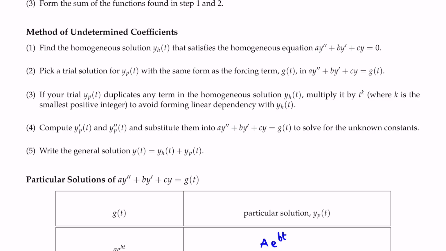Then, when you know the form of the particular solution, you compute y sub p prime and y sub p double prime, and substitute them into the non-homogeneous differential equation to solve for the unknown constants, the undetermined coefficients. And then write down the general solution, which is the sum of the homogeneous solution and the particular solution. So let's dive into an example here.